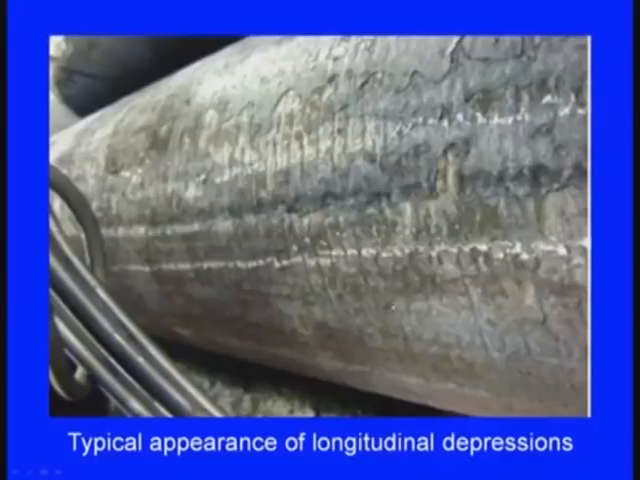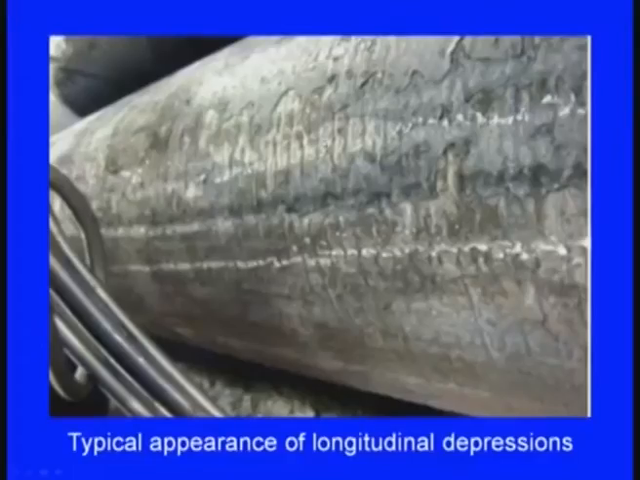So, these are the typical appearances of longitudinal depressions, meaning these are depressions parallel to the axis of the job or axis of the bar. You can see here these are all the depressions, but their orientation is parallel to the axis. So, we are calling them the longitudinal depressions.